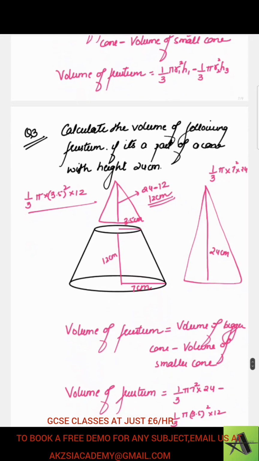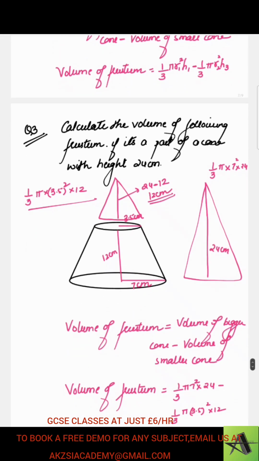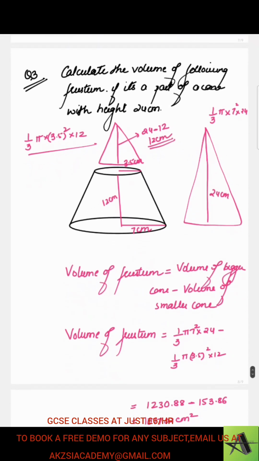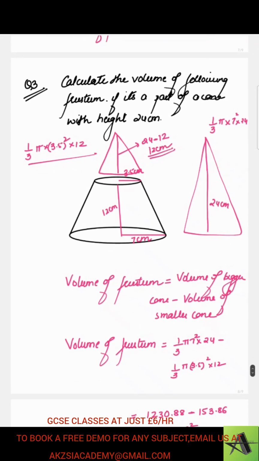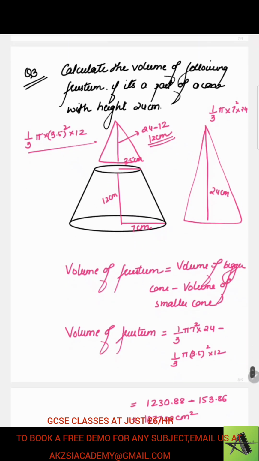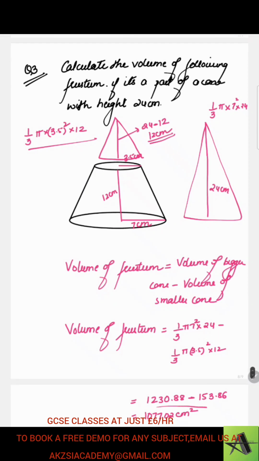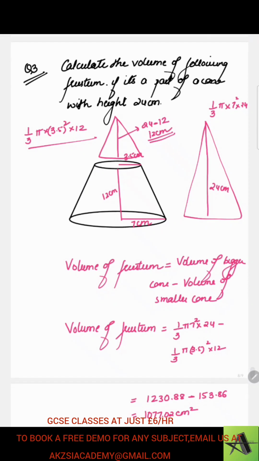So here I have written that the volume of the bigger is 1 over 3 pi 7 squared times 24, and the smaller is 1 over 3 pi 3.5 whole squared times 12, which is 1230.88 minus 153.86, and the final answer is 1077.02 centimeter squared. So basically that's your final answer.